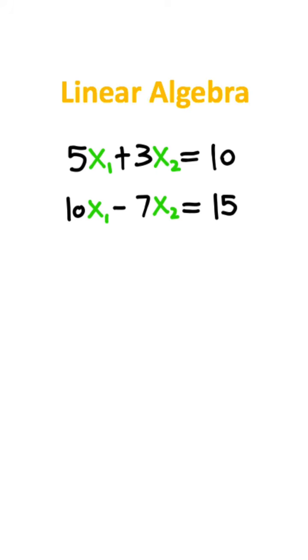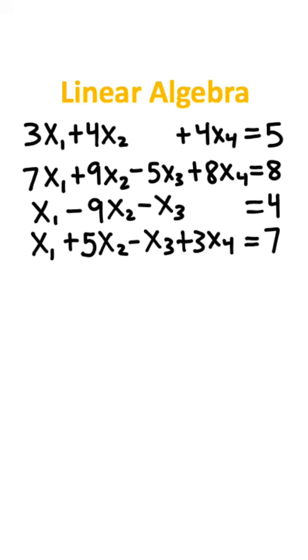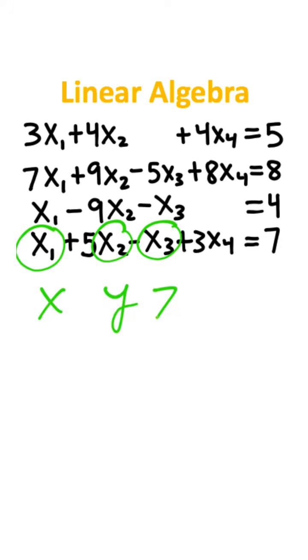For example, you might run into a system of equations that looks like this. Now, in this case, you could have x1 just be x, you could have x2 just be y, you could have x3 be z, but then what would x4 be, right? We've run out of letters in the alphabet to use.